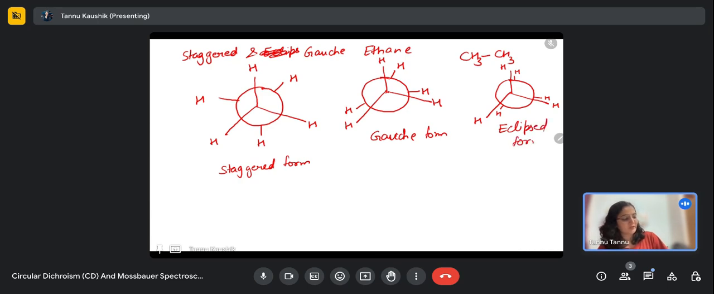So now you have to find out the point groups in these. So here we have a C3 axis of rotation, which is coming out of the plane of the board. Okay, and then we have sigma v planes, which are passing through each CH bond.